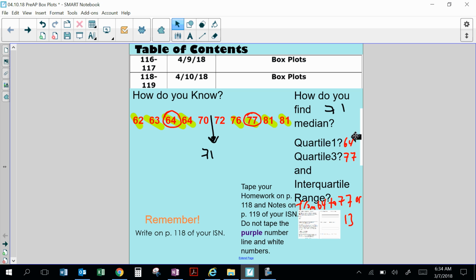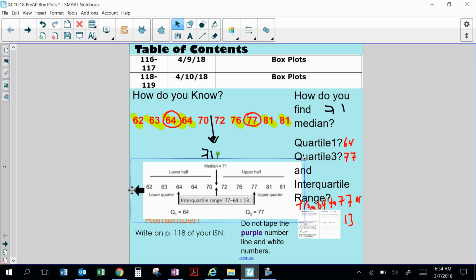Let's check our answer through here. If you look here, we have the lower half and upper half. So 71 is the median. The lower half includes the numbers 62, 63, 64, 64, 70. And so the lower quartile, or quartile 1, is 64, while quartile 3 is 77. And so the interquartile range ranges from 64 to 77.